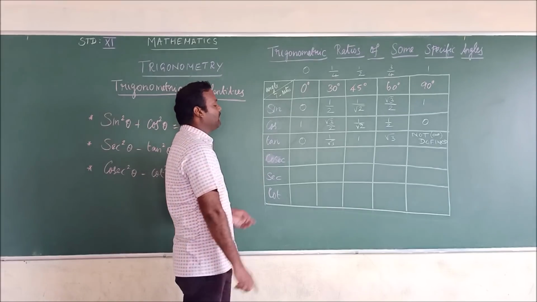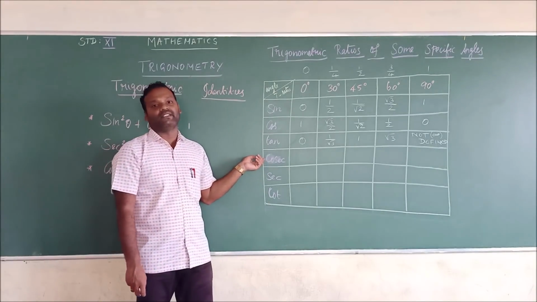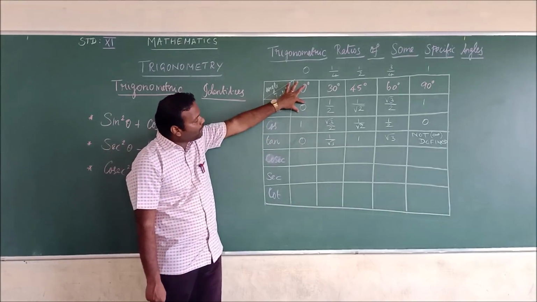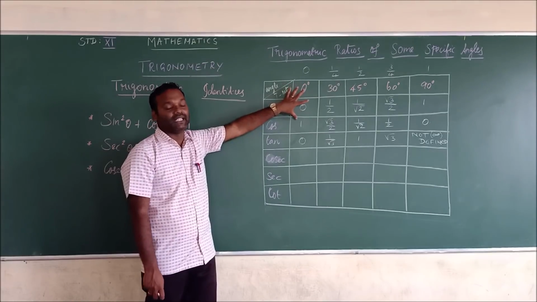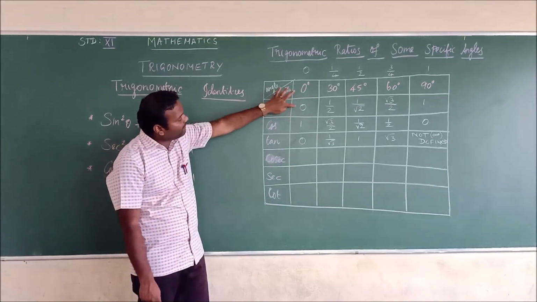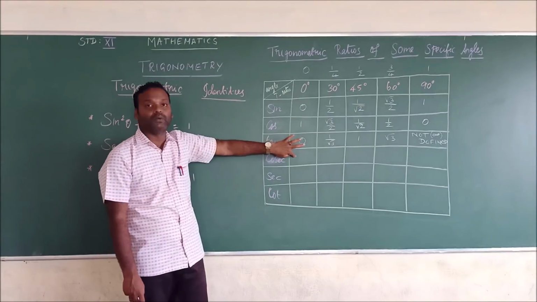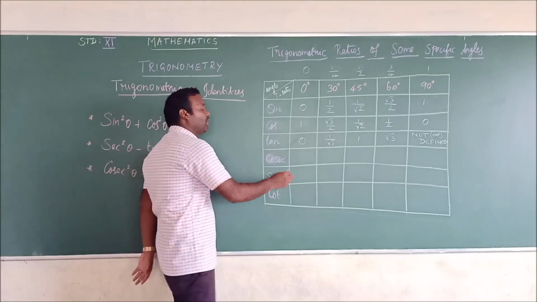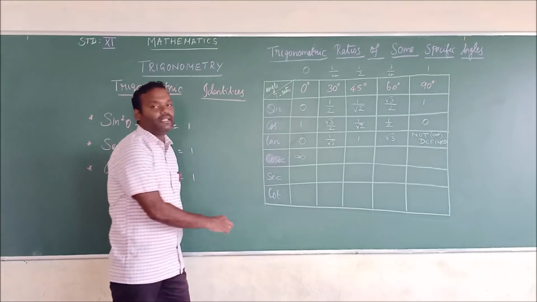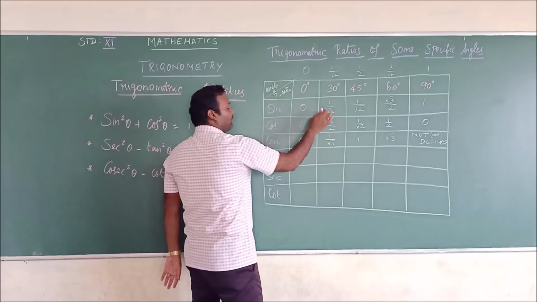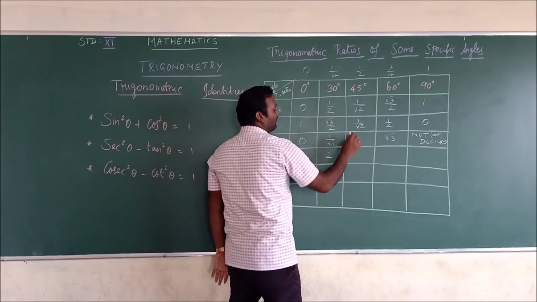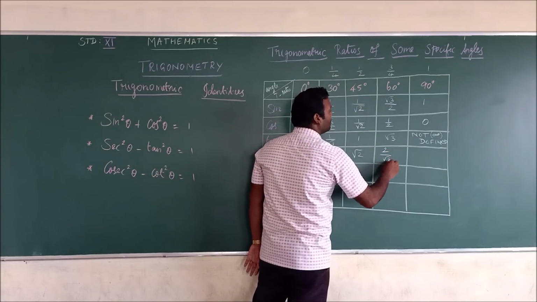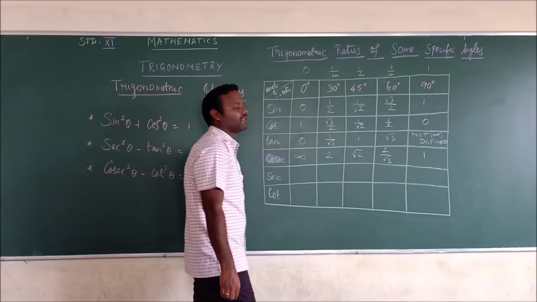Next, cosecant theta. If you want to write the cosecant value, we know that cosecant and sine are reciprocals of each other. So you have to take the reciprocal of this. Okay, not the inverse, reciprocal. When you are reciprocating this value, you will get the value of cosecant. When you reciprocate 0, you will get 1 by 0, which is not defined. When you reciprocate this value, you will get 2. When you reciprocate this, you will get root 2. When you reciprocate this, you will get 2 by root 3. When you reciprocate 1, you will get 1.